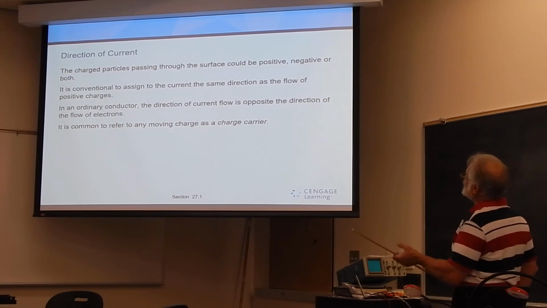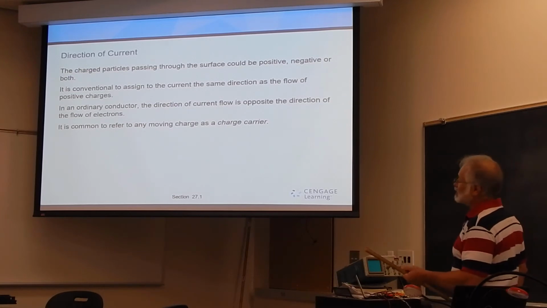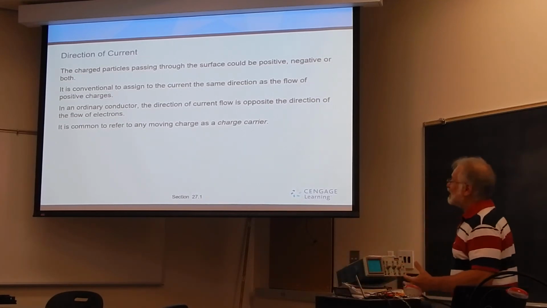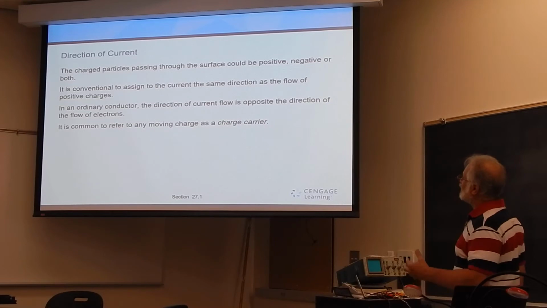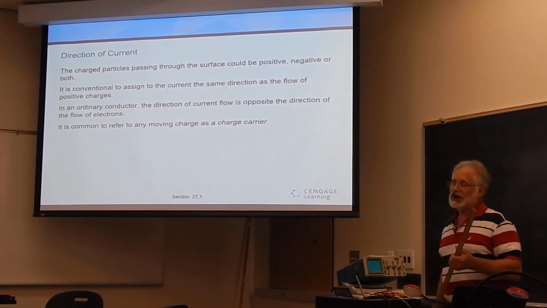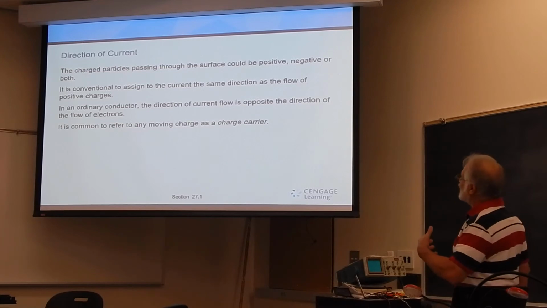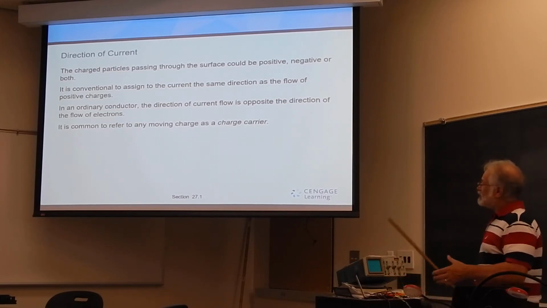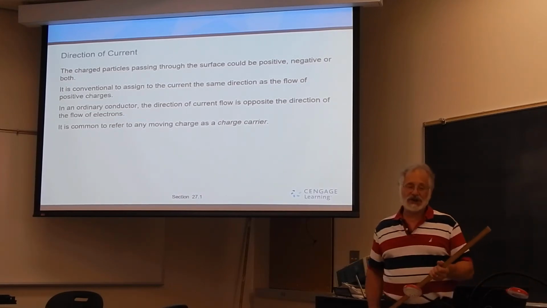When I talk about charged particles passing through a surface, they could be positive, they could be negative, but we typically assign the current convention to be in the direction of positive charge flow. And as we said before, most of the time we're talking about electrons, and so they flow in the direction opposite the direction of the current flow that we indicate. Oftentimes we'll call a moving charge a charge carrier.